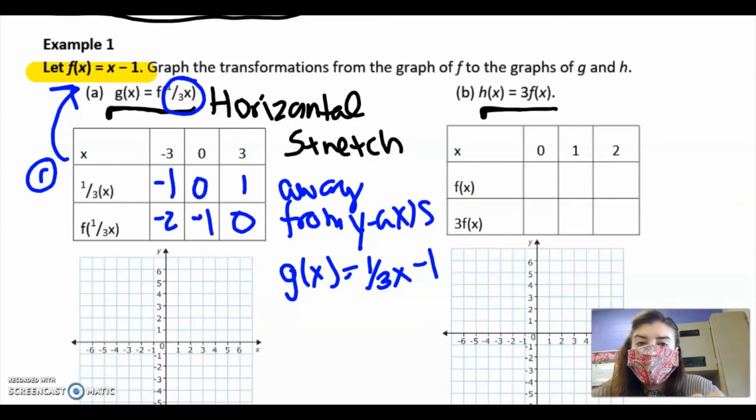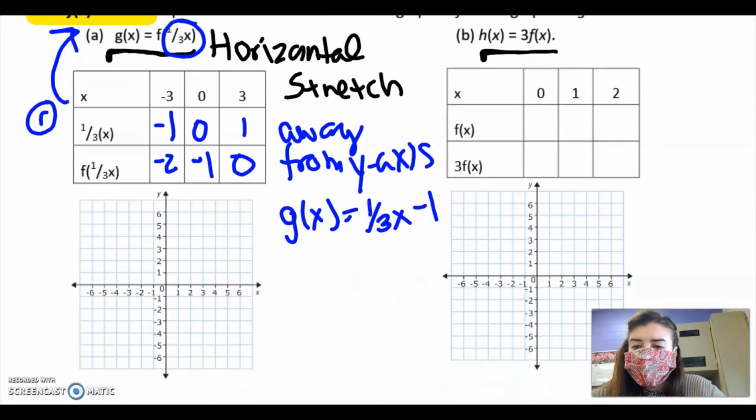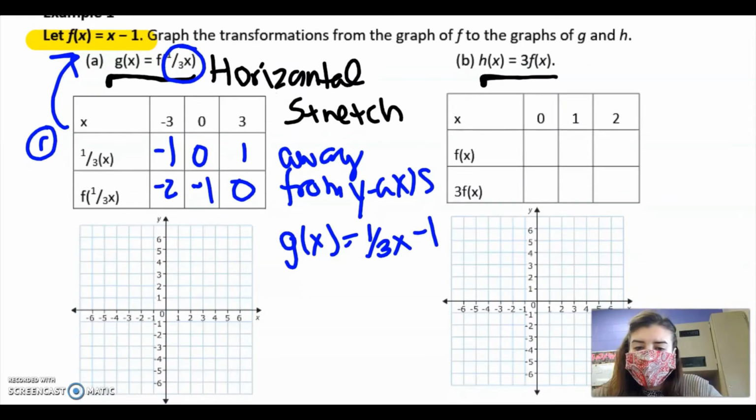Now real quick, I'm going to graph our parent function so we can see the difference. Going to -1, going 1 over 1, up 1 over 1. And here is our parent function.